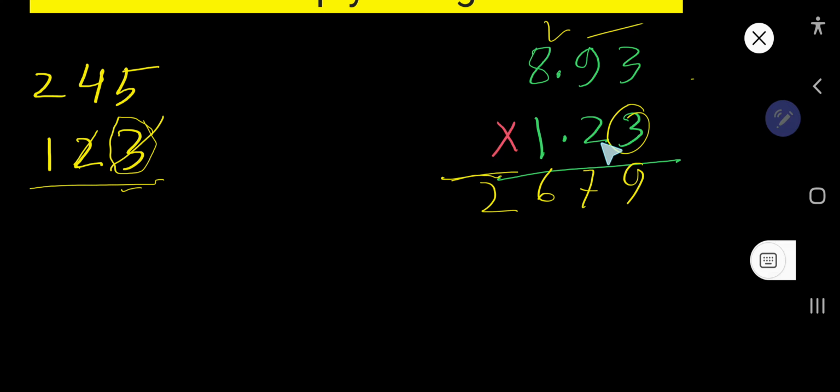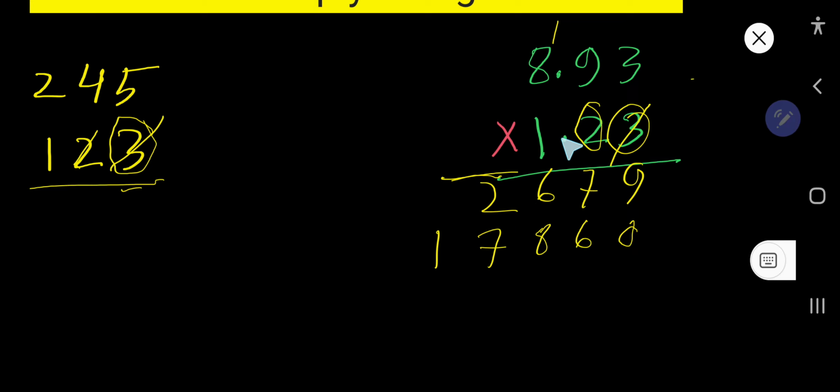Now you need to multiply by these two. Cross the 3, write 0. 2 times 3, that is 6. 2 times 9, 18. Write 8, carry here 1. 2 times 8, 16 plus 1, 17. Okay, so we have done with 2.